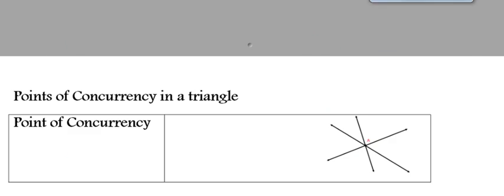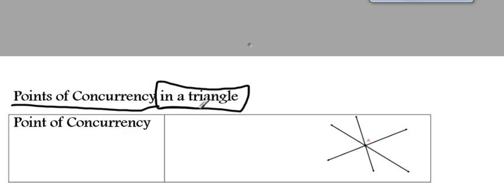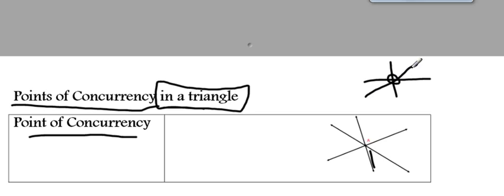Alright, and to add to our list of vocabulary, we're going to learn about points of concurrency. These points of concurrency exist inside of a triangle. A point of concurrency is where 3 or more lines intersect. So remember, 2 lines intersect at a point. If you have 3 or more lines that intersect at a point, that point is called a point of concurrency.